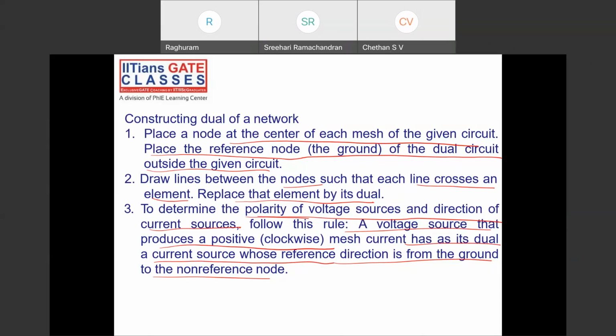To repeat: a voltage source that produces a positive or clockwise mesh current has its dual current source whose reference direction is from the reference or ground node to the non-reference node. Ground node to the non-reference node.